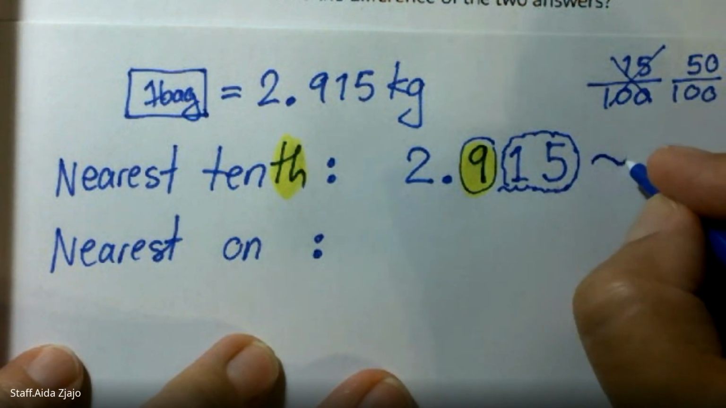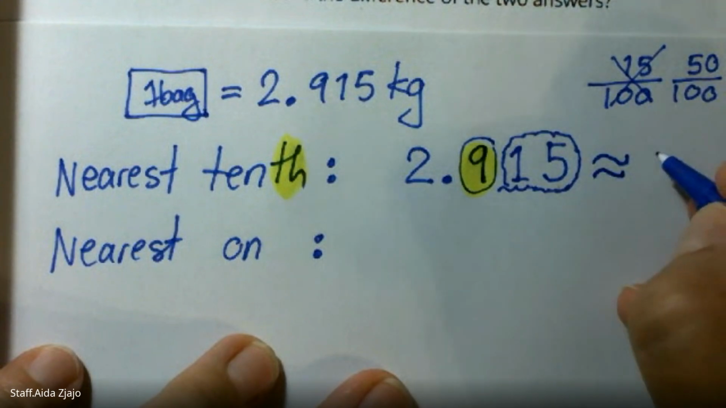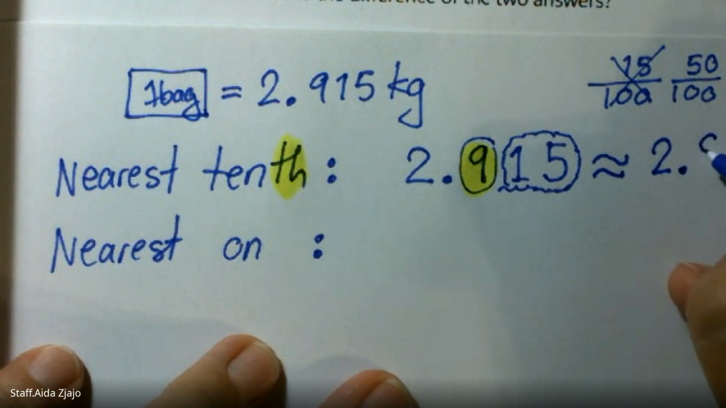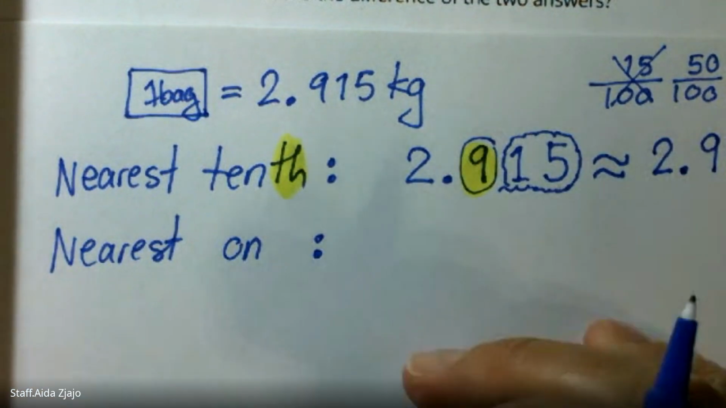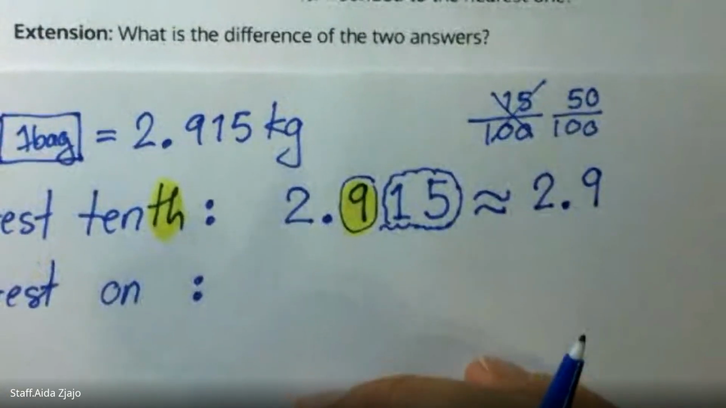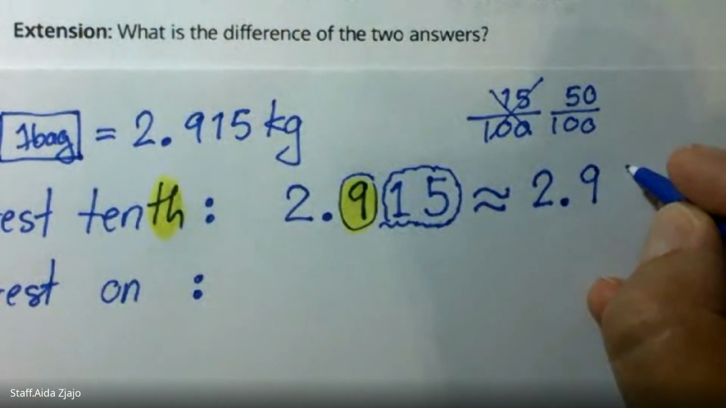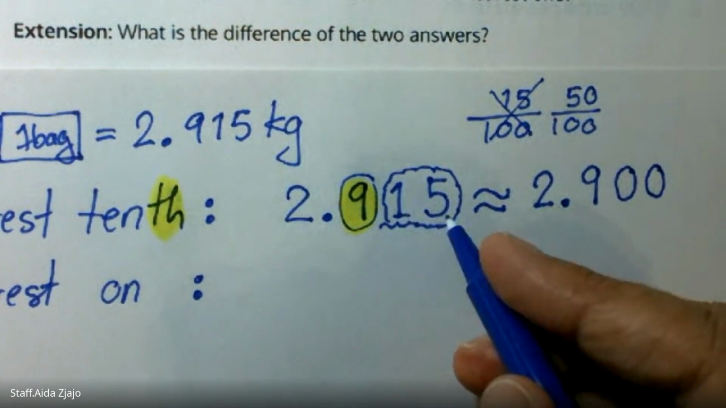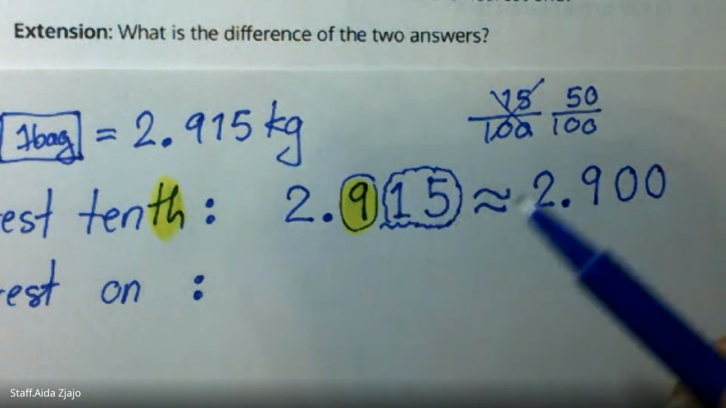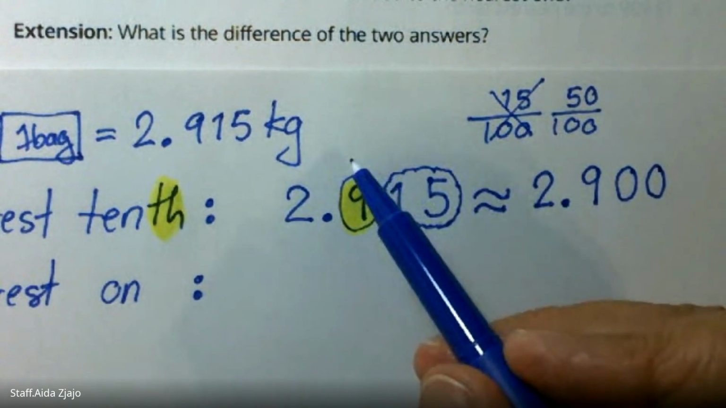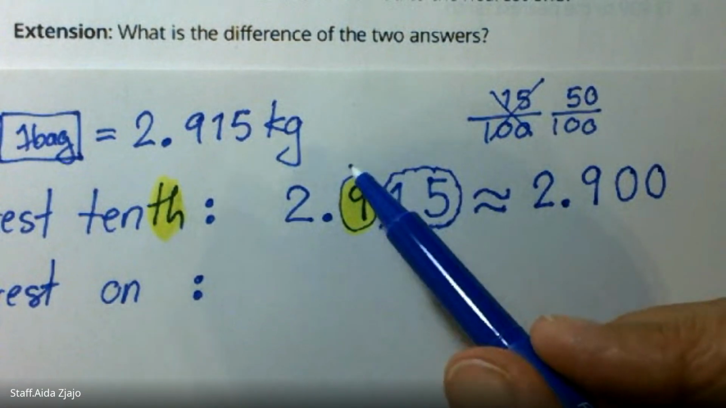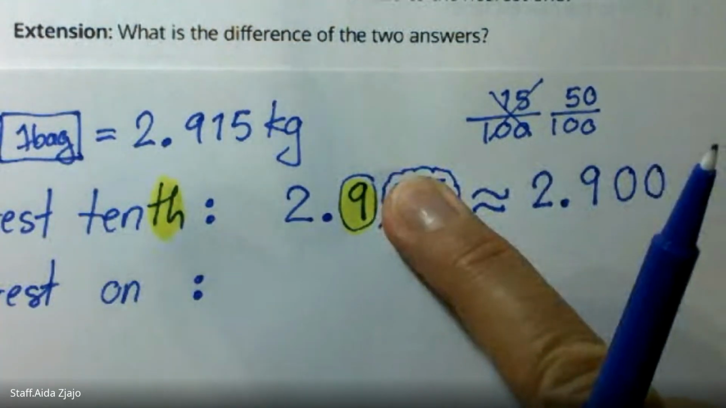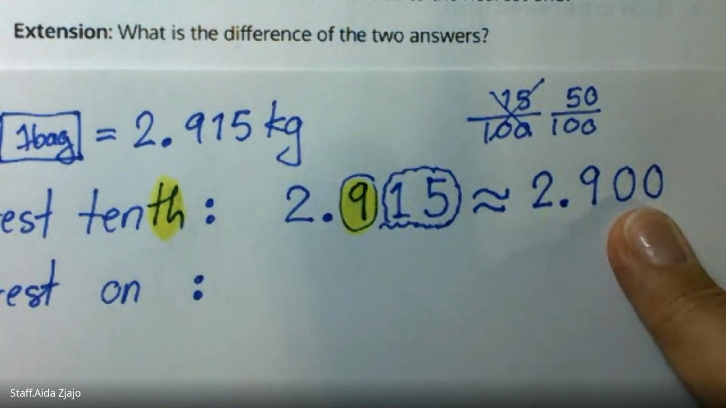You will round this to 2 wholes and 9 tenths, because we can put the zeros. This was too small to round up to a new tenth, so we will lose this, and that becomes a 0.